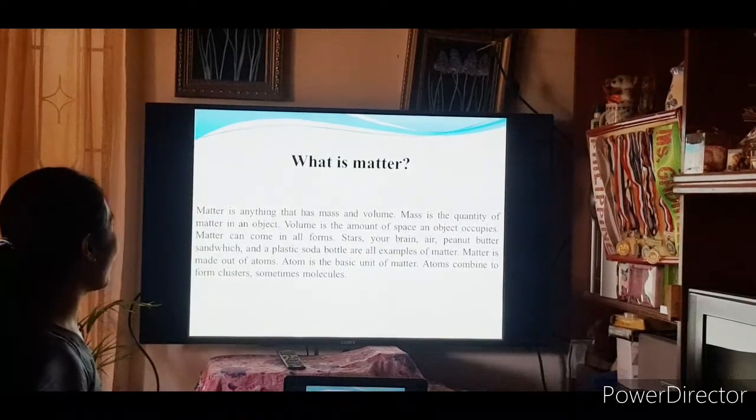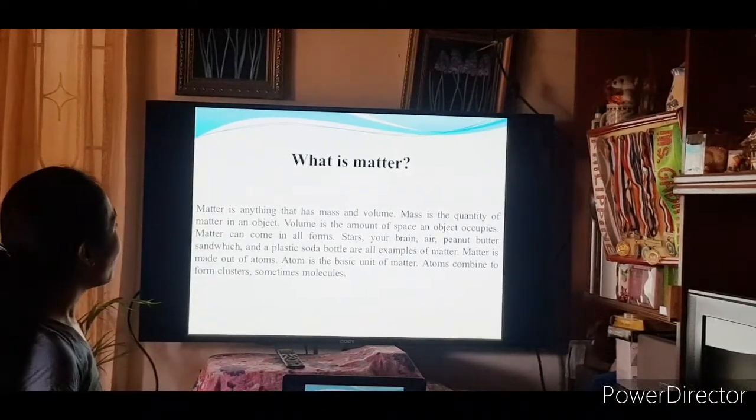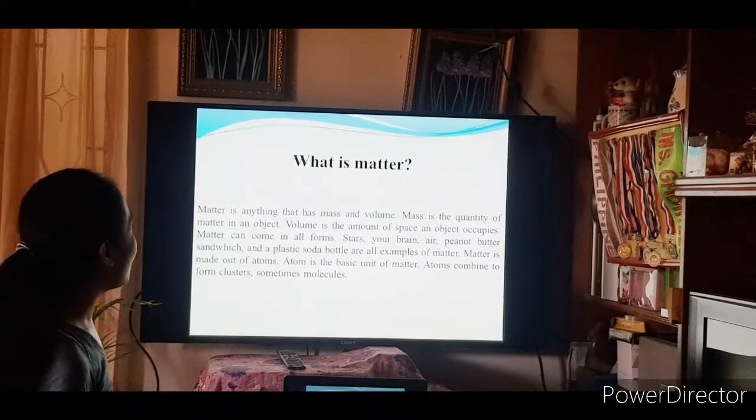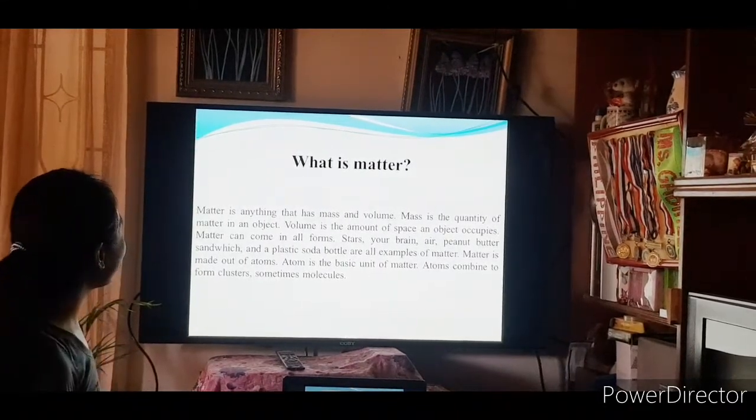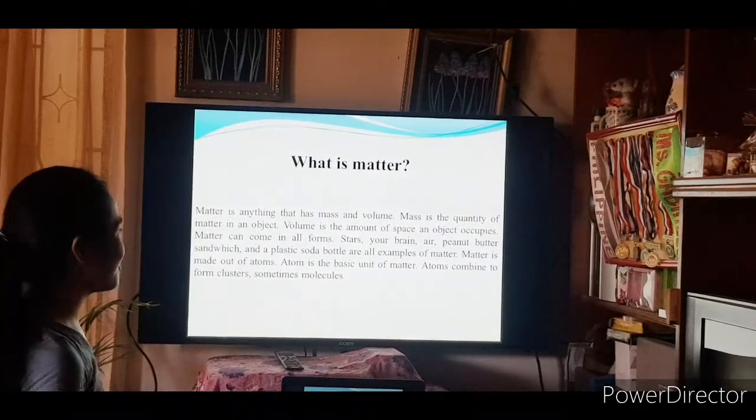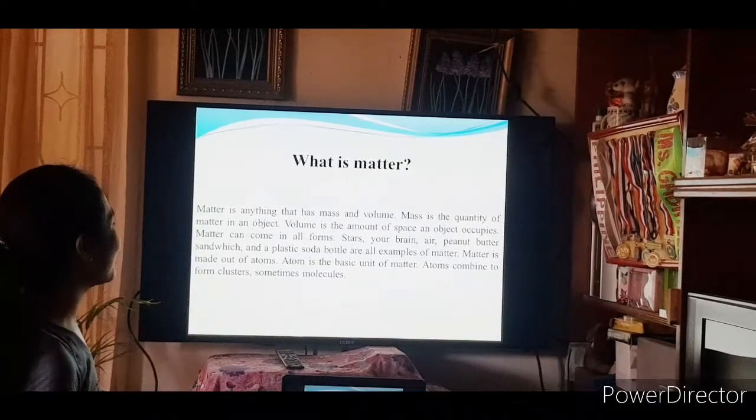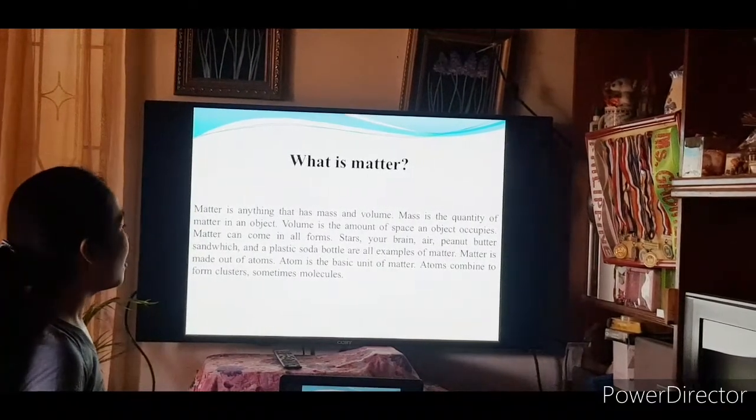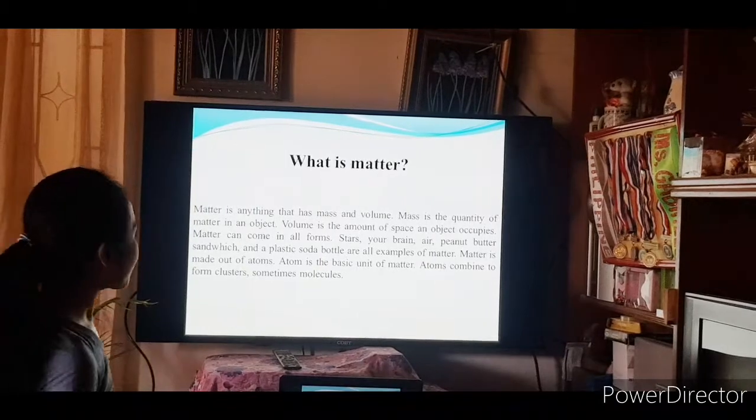Mass is the quantity of matter in an object. Volume is the amount of space an object occupies. Matter can come in all forms. Stars, your brain, air, peanut butter, a sandwich, and a plastic soda bottle are all examples of matter.